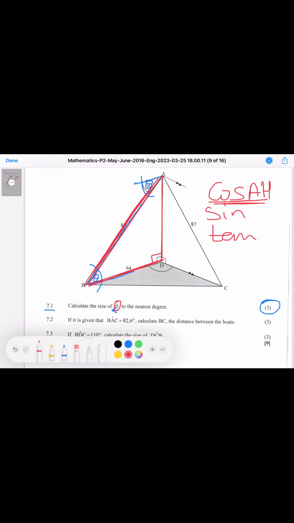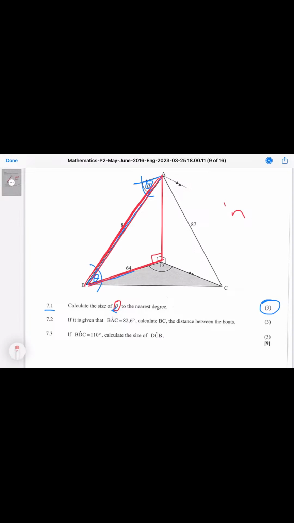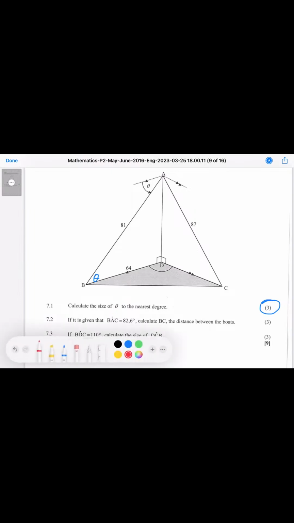So very quickly, let's move on to the next question. I think I've given you enough guidance on that one. So let's see. The next question says, if it is given that in triangle BAC, angle A is 82.6 degrees, calculate BC, the distance between the boats.